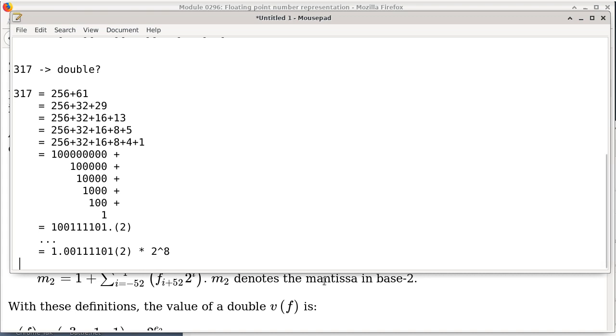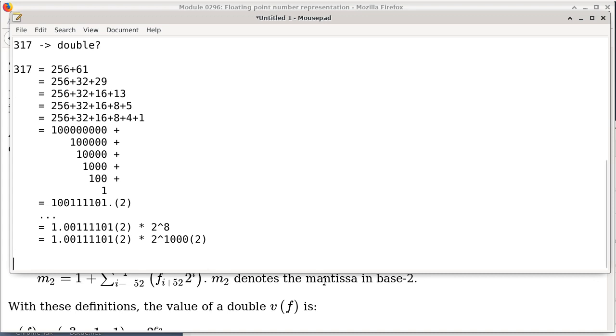Oh, but 8 is not a binary number. We can try to convert that, right? How about looking at 8 as 1, 0, 0, 0 in base 2? Because 1, 0, 0, 0 in base 2 is 8. Is that okay? All right. So what have we found out at this point? E2 is 1, 0, 0, 0 in base 2. That's what we have found out, because that is the actual power of 2 that we want to represent in a double.